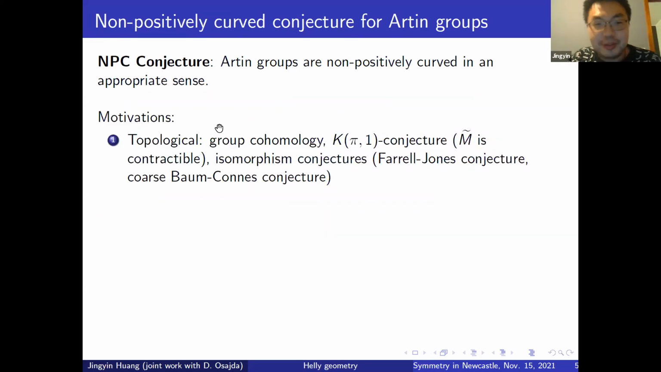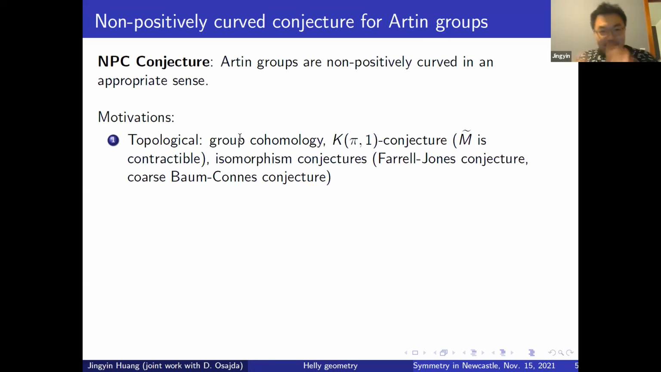Also, people don't know how to compute group cohomology. If the K(pi,1) conjecture were known, then there would be a nice K(pi,1) space, and then people would know how to compute cohomology. But right now the K(pi,1) conjecture is still widely open. So the group cohomology of Artin groups is also a mystery.